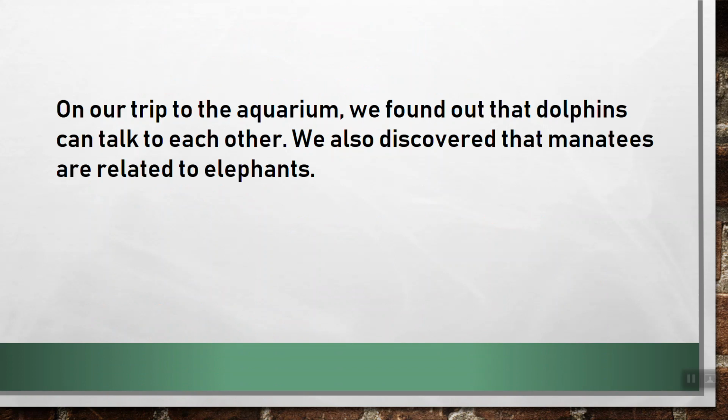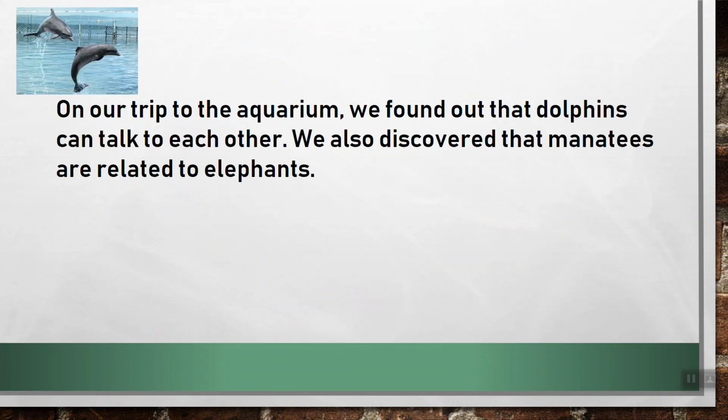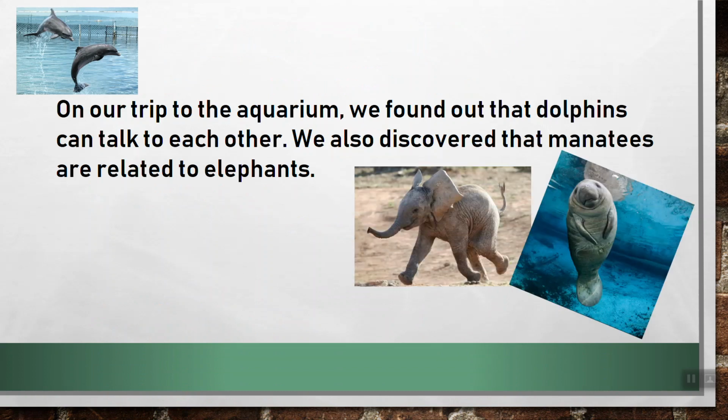On our trip to the aquarium, we found out that dolphins can talk to each other. We also discovered that manatees are related to elephants. These two sentences are supporting details to the central idea. What could we say is the central idea of this passage? What do these two details have in common?